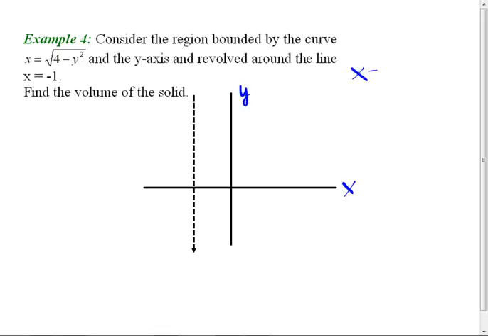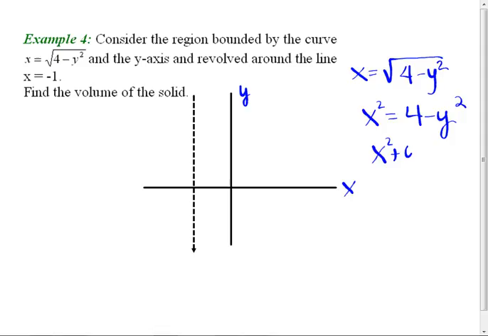So, I don't know about you, but I don't like this equation. Some of you recognize it, and some of you don't. That's okay. What should we do? Let's square it. So, x squared equals 4 minus y squared. Then what do we do? Add y squared to both sides, so that x squared plus y squared equals 4. That removes the square root.